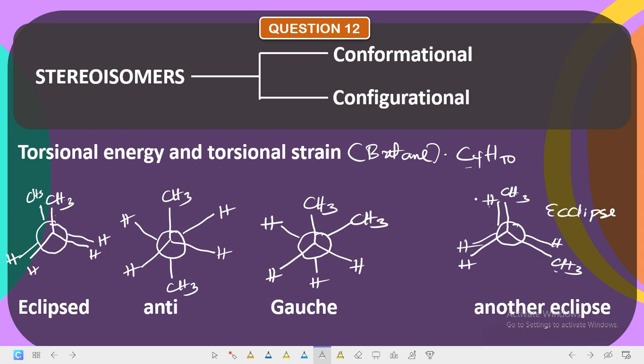It can be in the form of one hydrogen and one CH3, the two CH3 groups, and the staggered can be in two forms. We can have the anti and the gauche. The anti is the one where they are just opposite each other, CH3, CH3, while the gauche is when they are very close to each other. Is that understood? So that is for that.